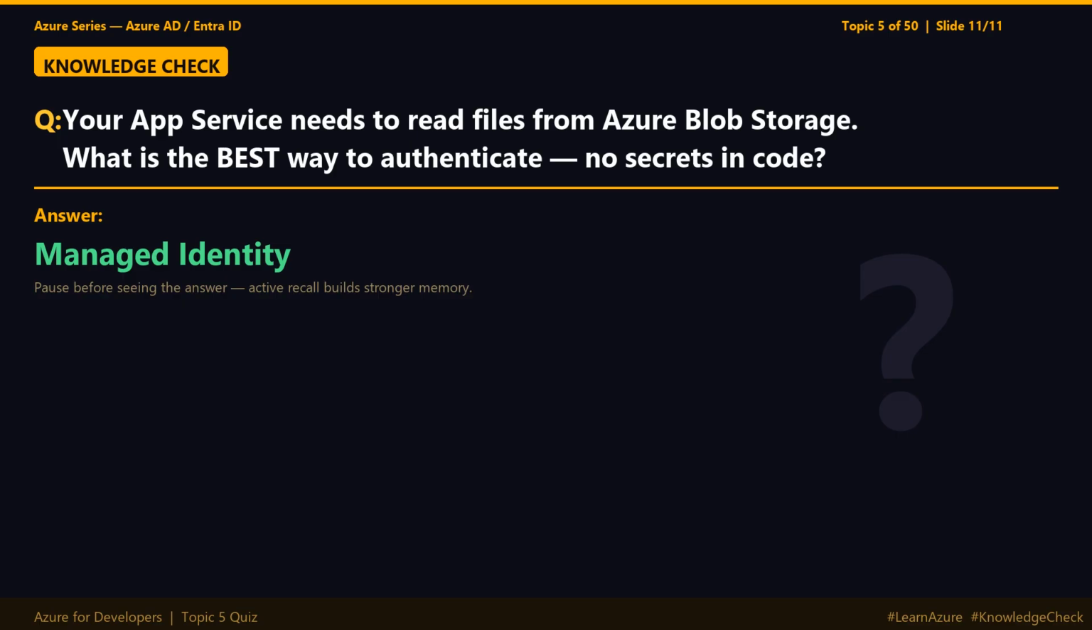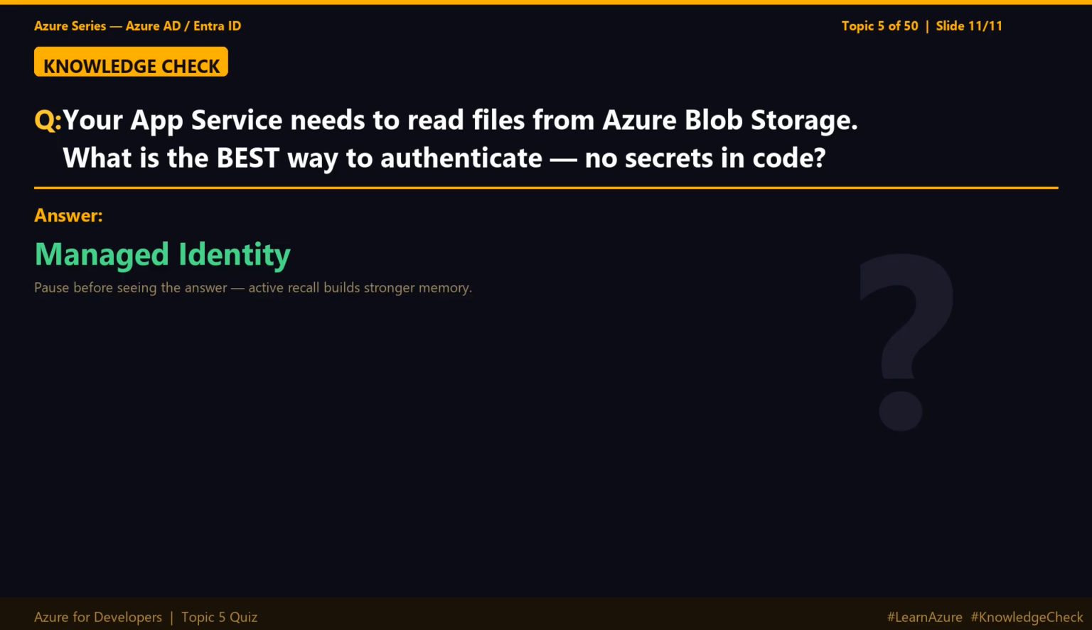Here is your knowledge check for Topic 5. Pause the video now if you want to think about it yourself. Your app service needs to read files from Azure Blob Storage. What is the best way to authenticate without putting any passwords, secrets, or connection strings in your code?